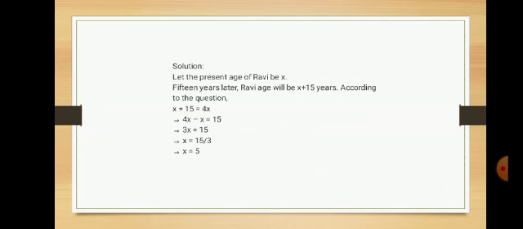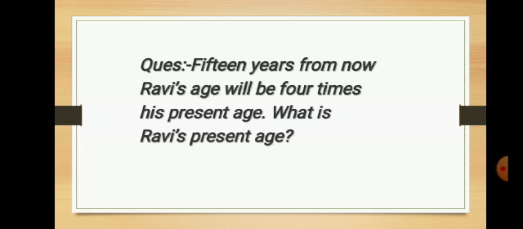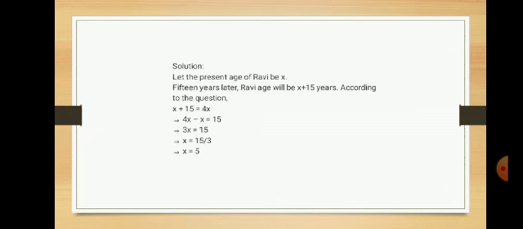According to the question, x plus 15 is equal to 4x. How? 15 years from now, Ravi's age will be 4 times his present age. 4 times his present age, so x plus 15 is equal to 4x. Now the variable will come on one side through the transposing method, and we will find the value of x, that is Ravi's present age, that is x equals 5 years.